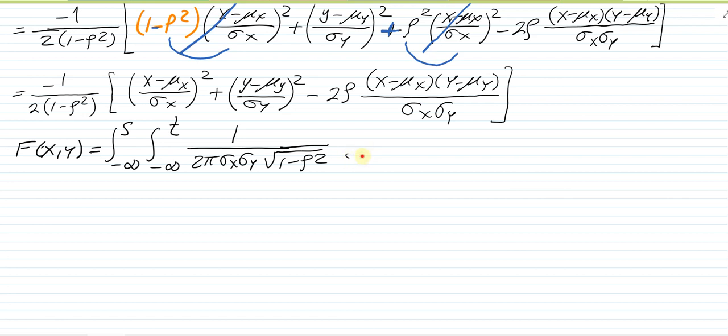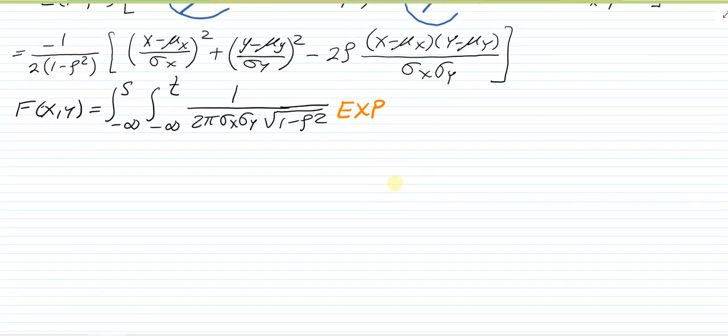Okay, and then e to the power of, instead of e, let me just write exp. So when we go exp, for example, w, that means e to w. Okay, so that's what I'm doing, rewriting the expression using the exponential format. So it's going to be e to the power of everything that you see here. So this is going to be negative 1/2 times bracket x minus mu x over sigma x squared plus y minus mu y over sigma y.